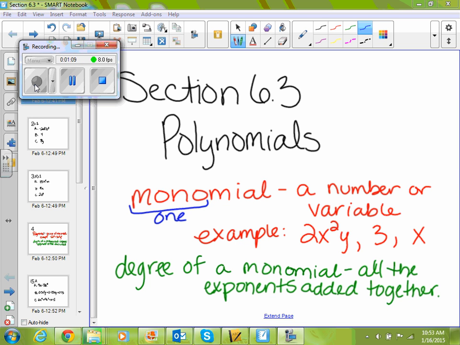And then the degree of your monomial is found by adding up all of your exponents together. So today we're going to look at the difference between a monomial and a polynomial and find the degree of those. Okay, hopefully everybody has those vocab words down.